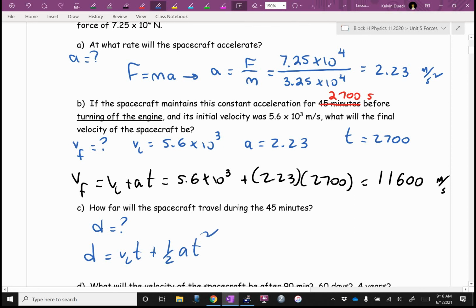You could also use d equals (v_i plus v_f) over 2 times t. That would work as well. That one's a bit of a pain to type. It's got brackets and stuff. This one I can just plug and chug. It's going to be 5.6 times 10 to the third times 2700 plus 0.5 times 2.23 times 2700.